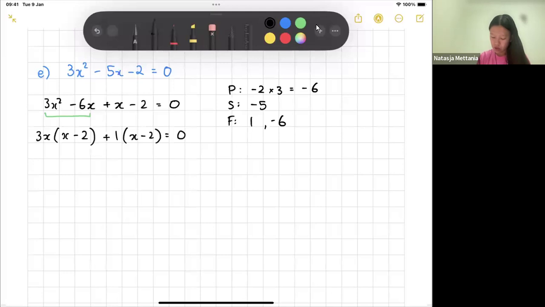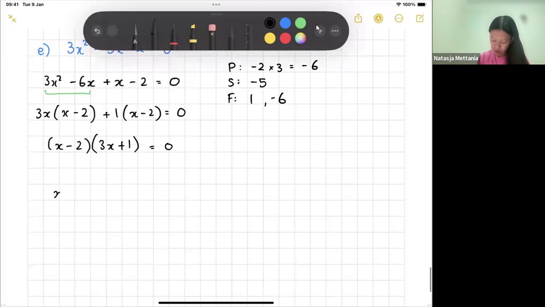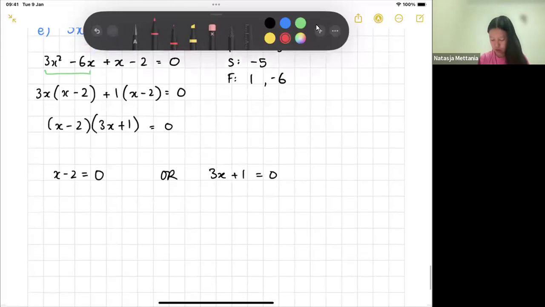Okay. You're on the right track when the stuff that's in the bracket is exactly the same. I'm going to take x minus 2 as the common factor, and I'm going to put in the rest that is left, so 3x plus 1 in the second bracket. That equals 0. Null factor here, so now I'm going to solve it. X minus 2 equals 0, or 3x plus 1 equals 0. Okay, simple solving.